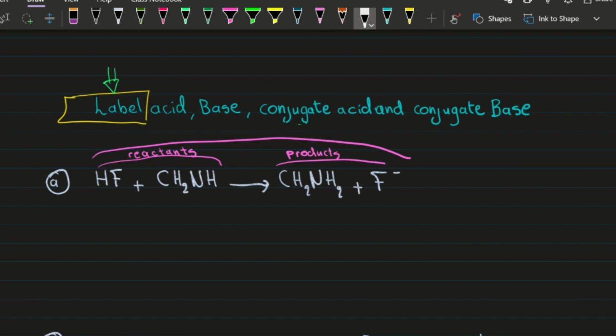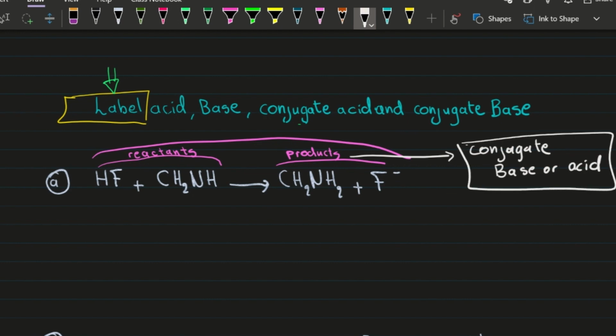Okay, your products are always going to be either a conjugate base or an acid. Just remember that. And your reactants on the other side, which is on this side, are just going to be your acid and base. If you remember these two things, you will be able to answer these types of questions very easily on the exam.